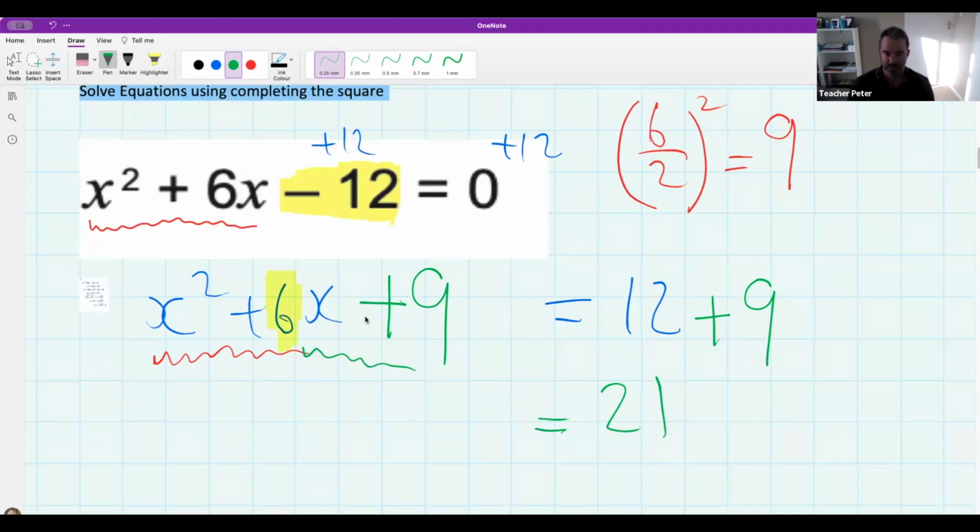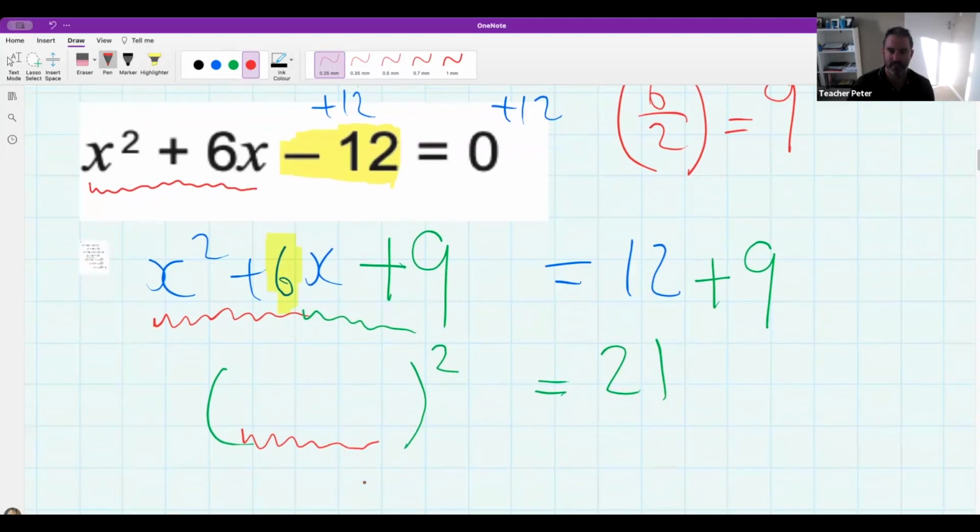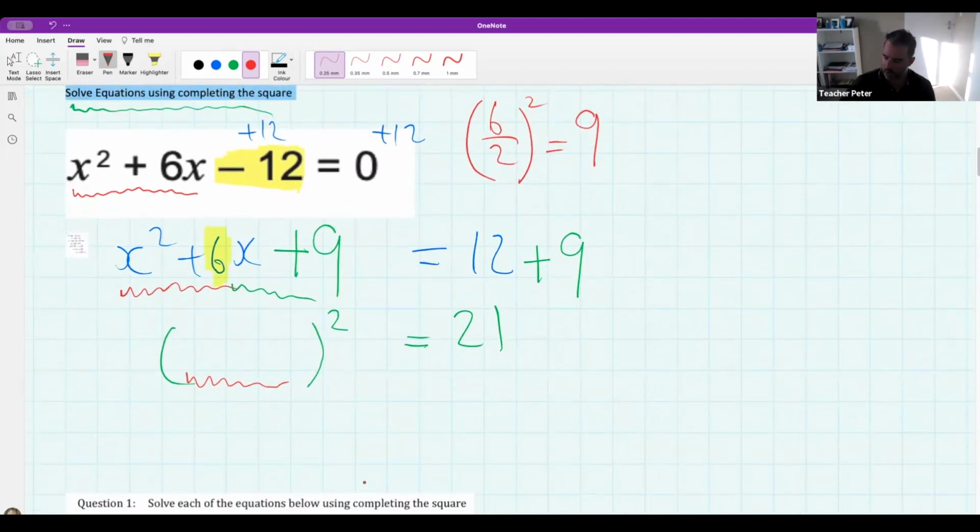The whole point of this method is we're solving this equation. If you look at the key term, solve equation using completing the square. I have completed the square, and I want to know from you, what do you think goes inside the bracket here? What do you think goes inside the bracket here?